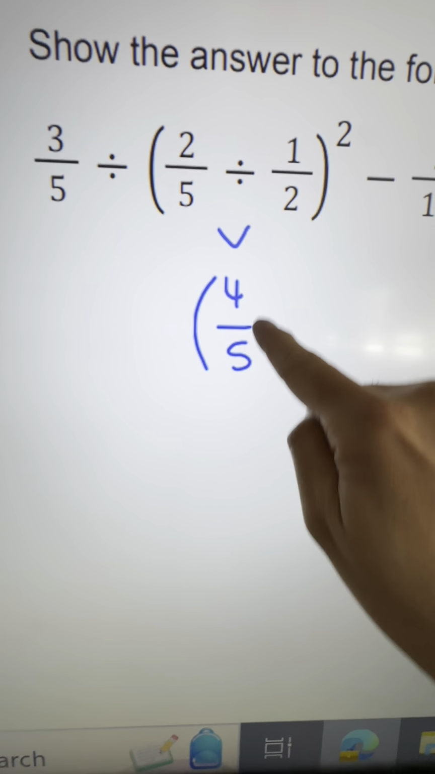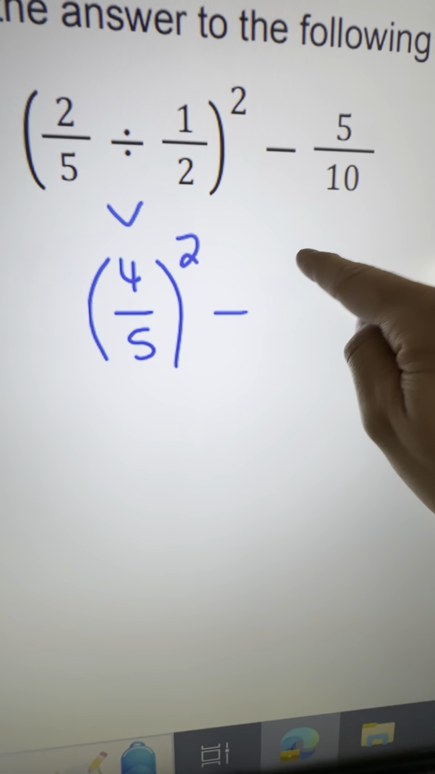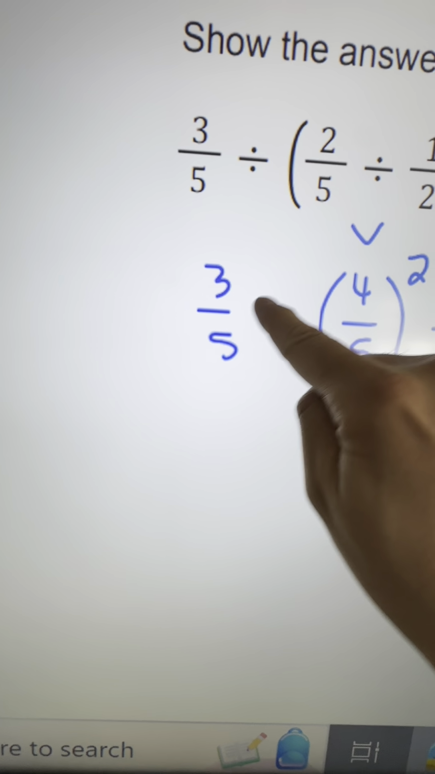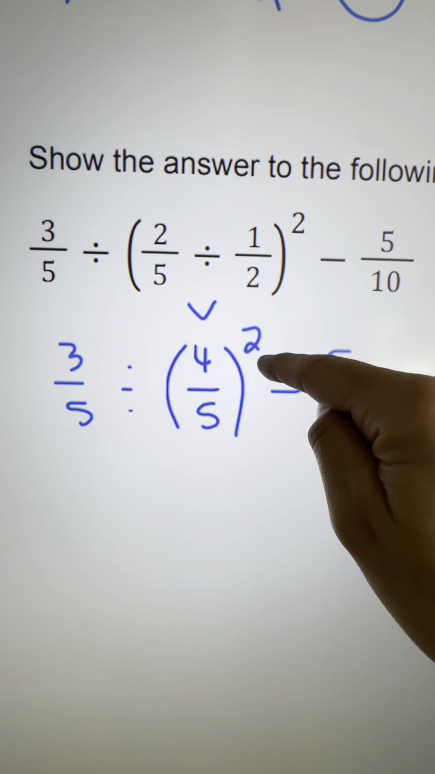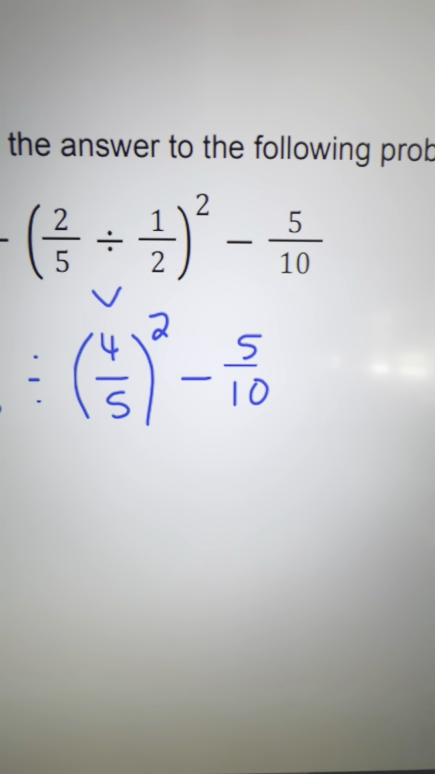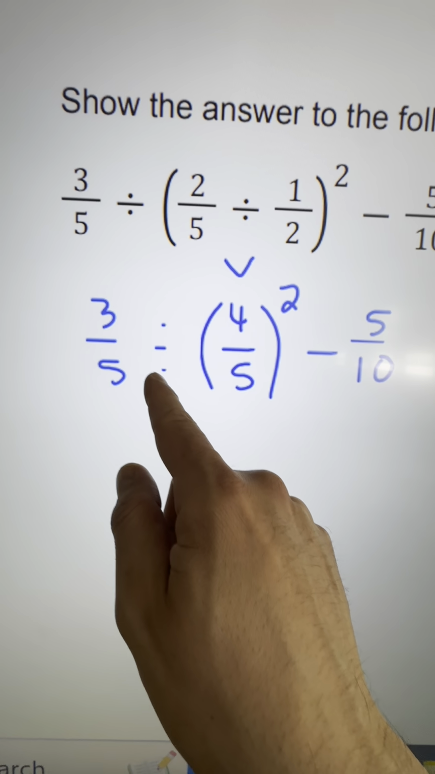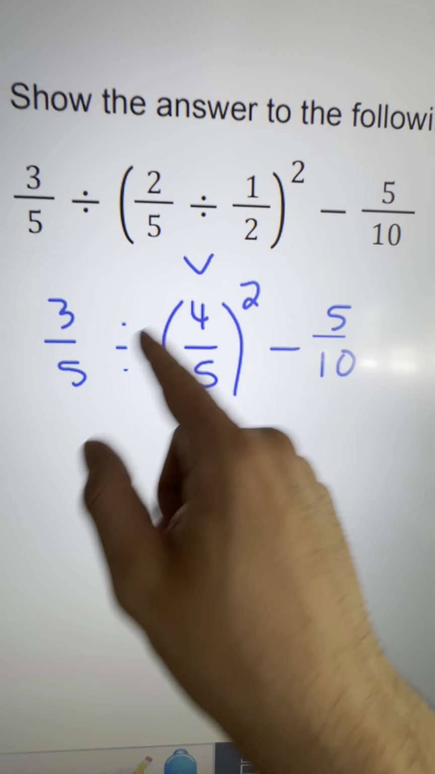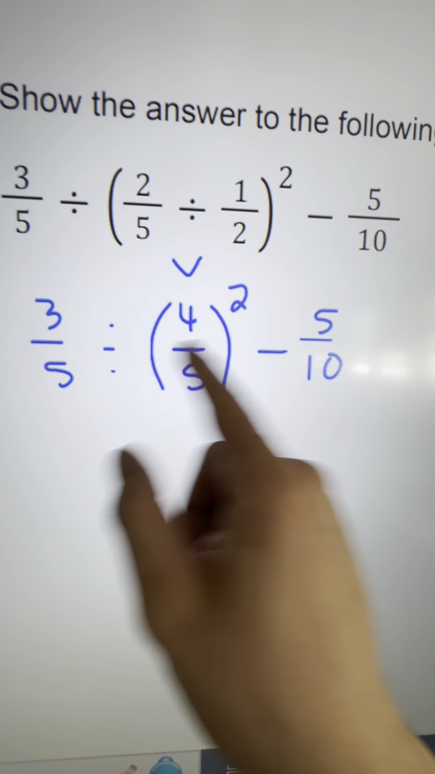This was in the parentheses. The exponent was there, so don't forget the exponent. And keep bringing down everything else in the problem. 3/5. So 3/5 divided by, this became 4/5. Brought down the exponent, minus 5/10. So now I scan the problem again. What do I have in front of me? Division, exponent, subtraction. And I know out of those 3 items, exponents is before division and subtraction.